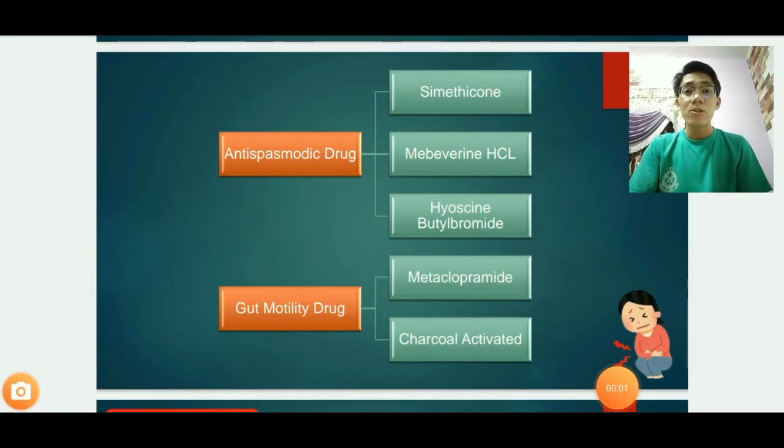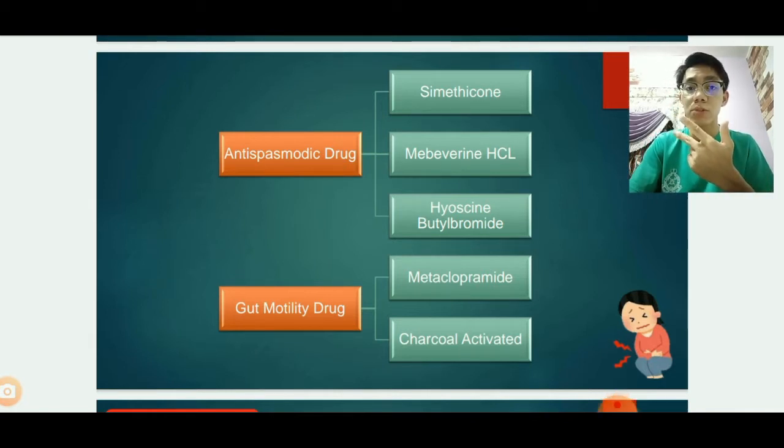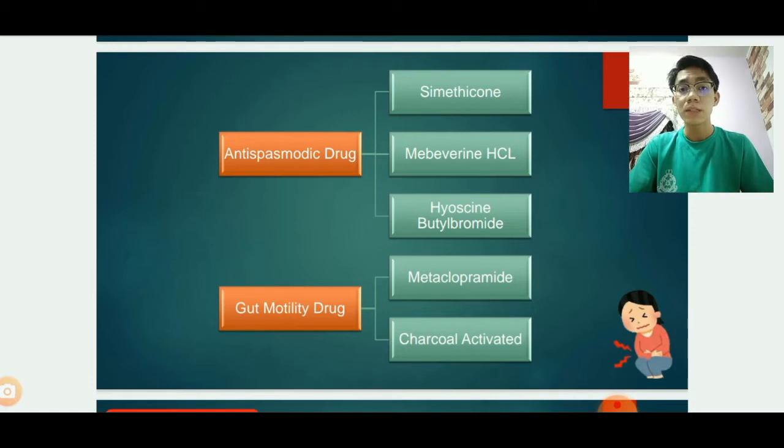Hello everyone, our group will be presenting about antispasmodic and gut motility drugs. Under antispasmodic drugs, we will explain simeticone, mebeverine and hyoscine butylbromide. Under gut motility drugs, we will explain metoclopramide and activated charcoal.